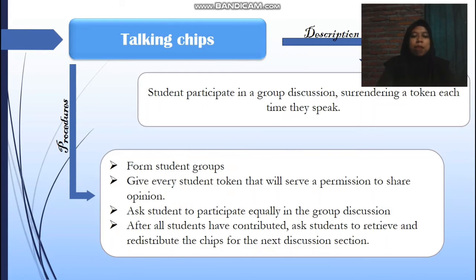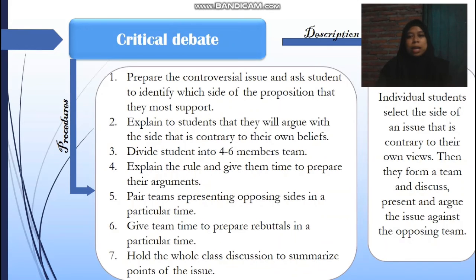And the next is after all students have contributed, ask students to retrieve and redistribute the chips for the next discussion session. And those are talking chips. And the last one is critical debate. So in this critical debate technique, the individual students select the side of an issue that is contrary to their own views. Then they form a team and discuss, present, and argue the issue against the opposing team.